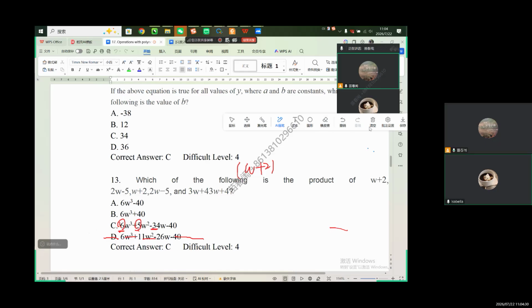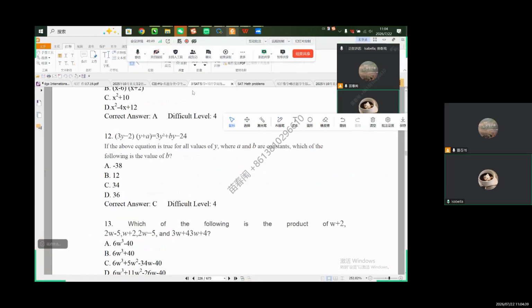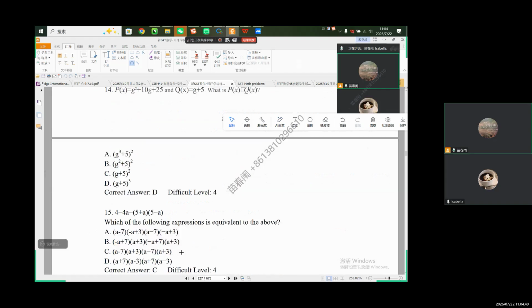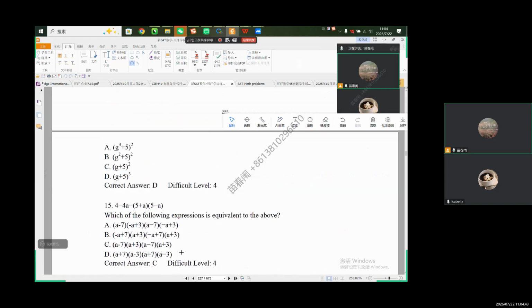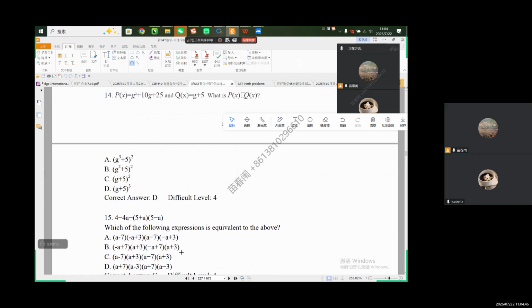Yeah, for this one particularly, I was thinking about the exponents and it didn't make any sense. Okay, 15. There's a typo on 15 too. Which of the following expressions is equivalent to the above? Hang on, let me show you how I did it.